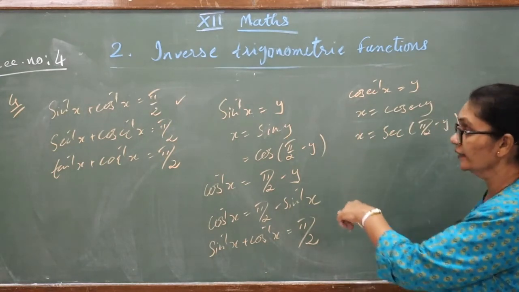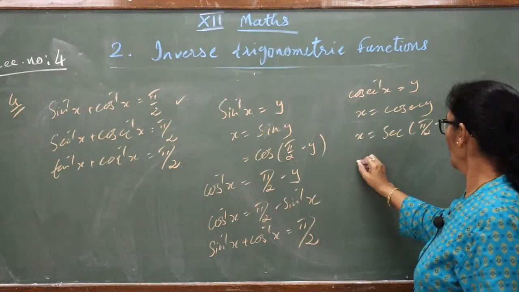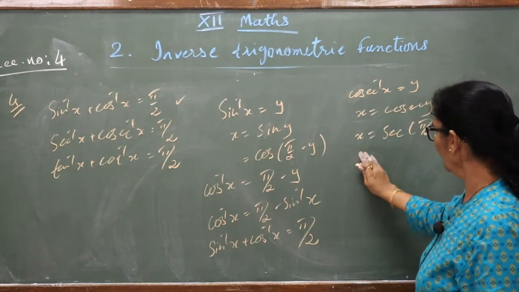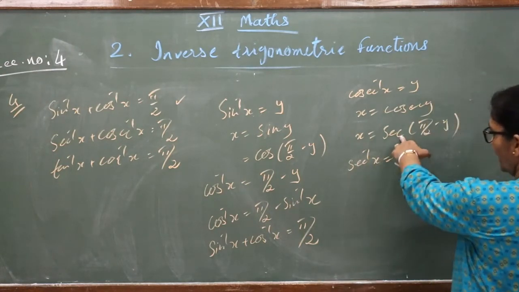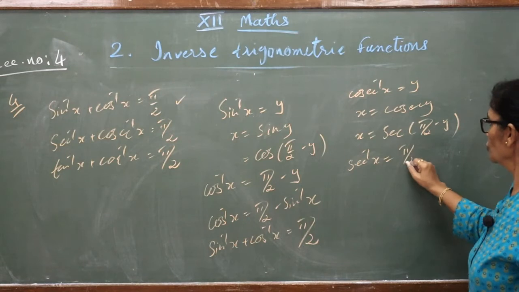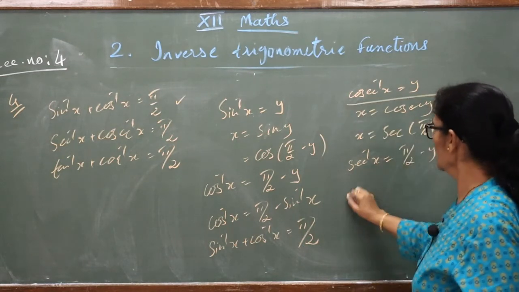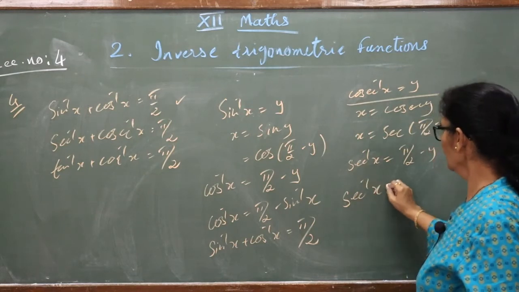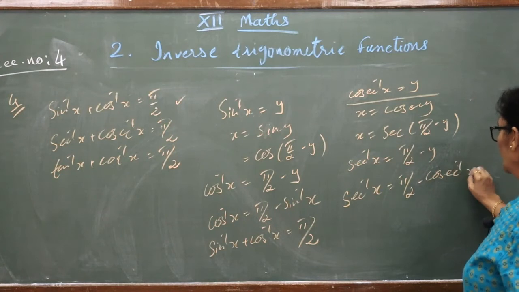If you forgot it, then revise what we learned in 10th standard. Now, in place of it, we take sec inverse on both sides. So sec inverse x, sec and sec inverse cancel, giving pi by 2 minus y. Now in place of y we can write cosec inverse x. So sec inverse x equals pi by 2 minus cosec inverse x.